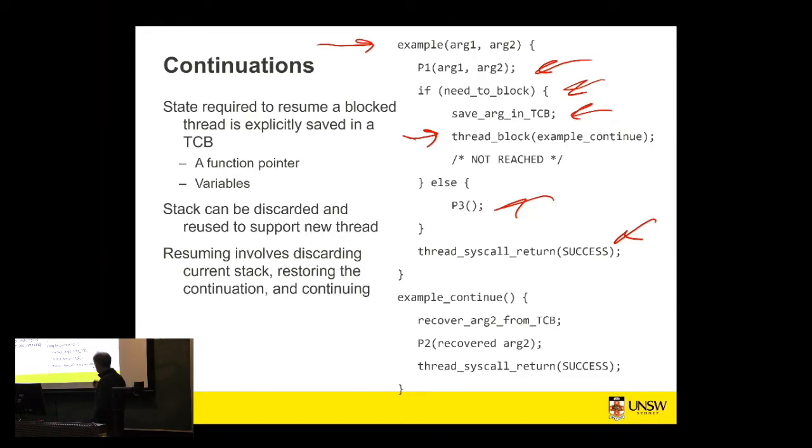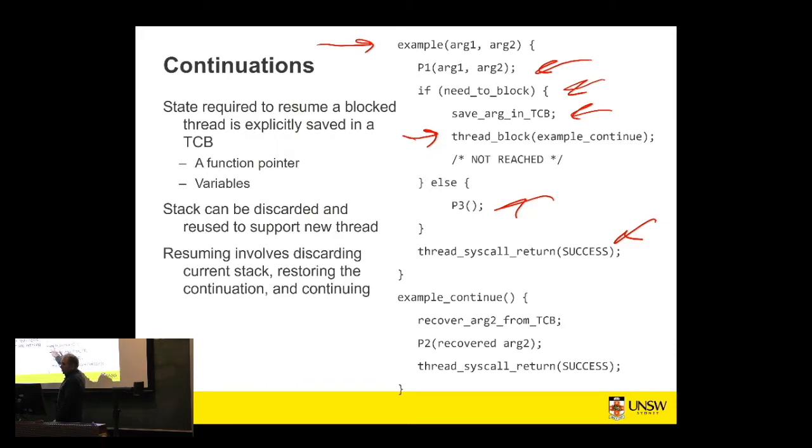So anyway, let's rewind back. When thread block actually unblocks, we don't return back to this code, because effectively the state associated with the point of execution no longer exists.